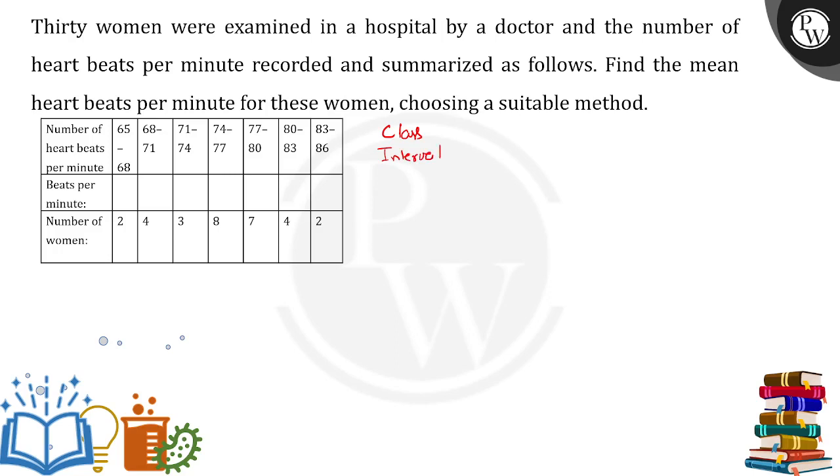We have the class intervals as 65 to 68. Then we have 68 to 71. Then 71 to 74. Then 74 to 77, 77 to 80, 80 to 83, and finally 83 to 86. This is all. Then the mid value is required to do the calculation.